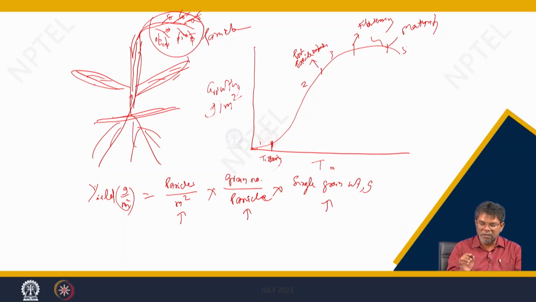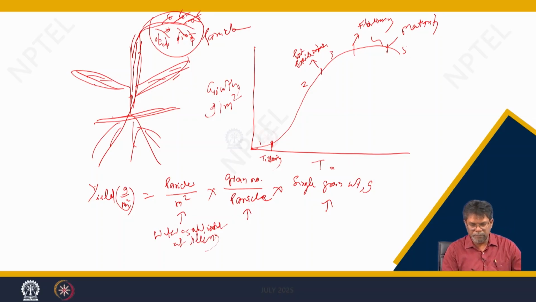So, here you need input management for panicles per meter square. You need water and nutrient management at tillering. At the tillering phase, you need proper water and nutrients, then you can enhance panicles per meter square.